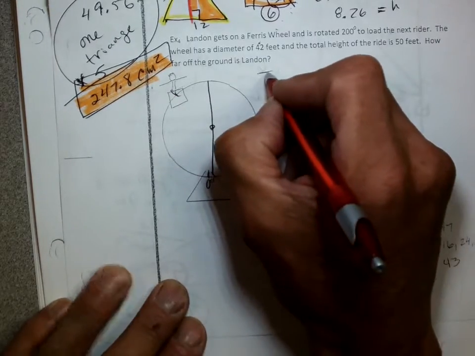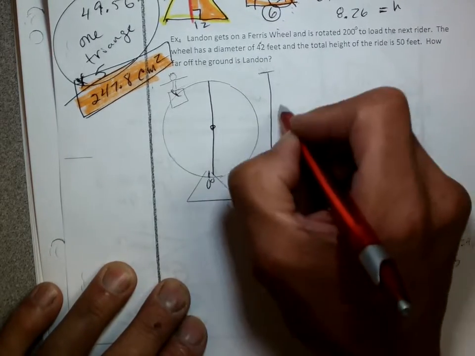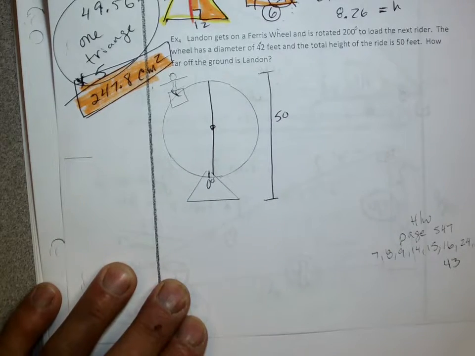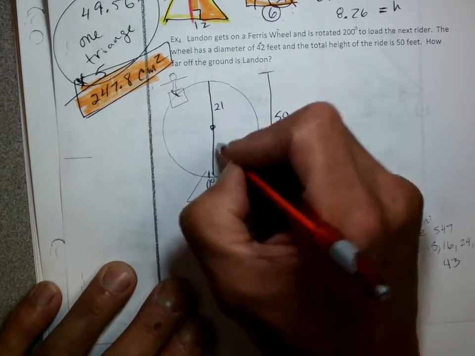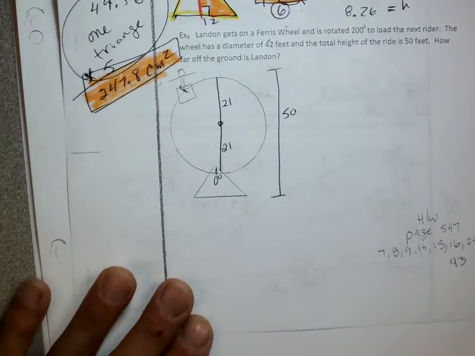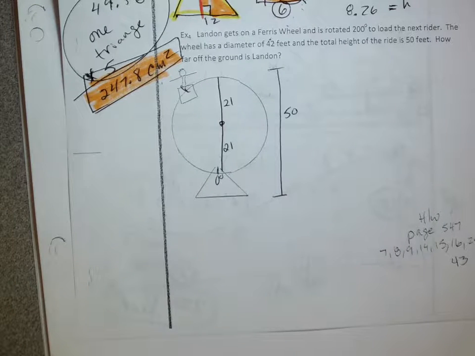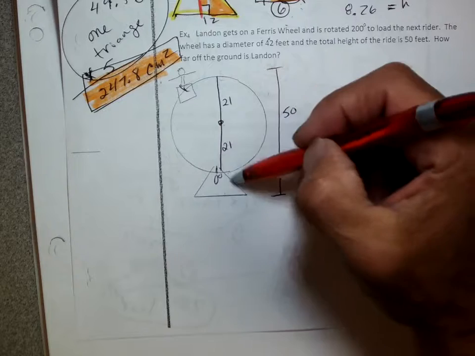So if this whole thing is 50, the diameter is 42, which means this is 21 and this is 21. Okay? Does that make sense? The whole ride's 50 feet tall, the diameter 42. So I know the radius of the wheel is 21, okay?